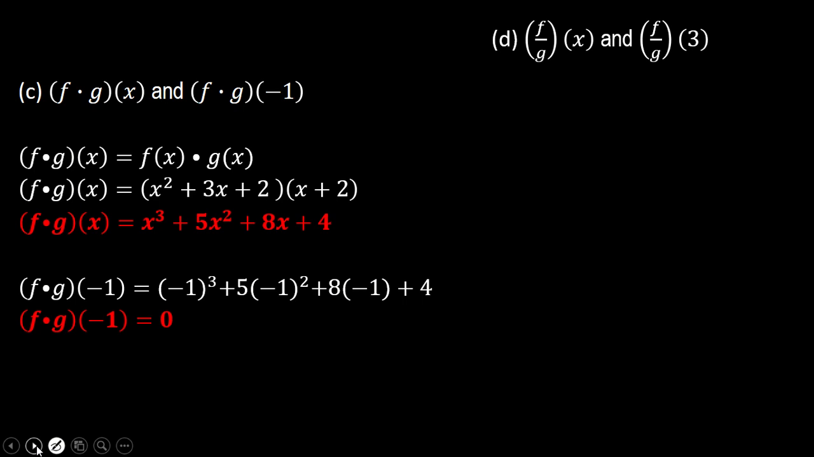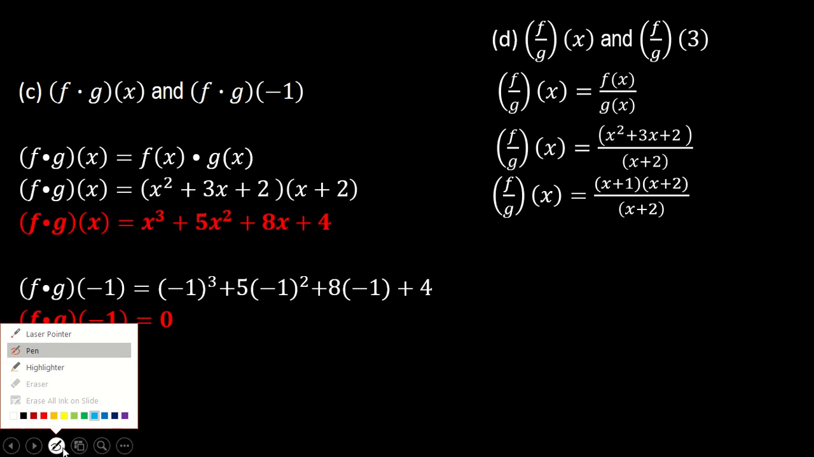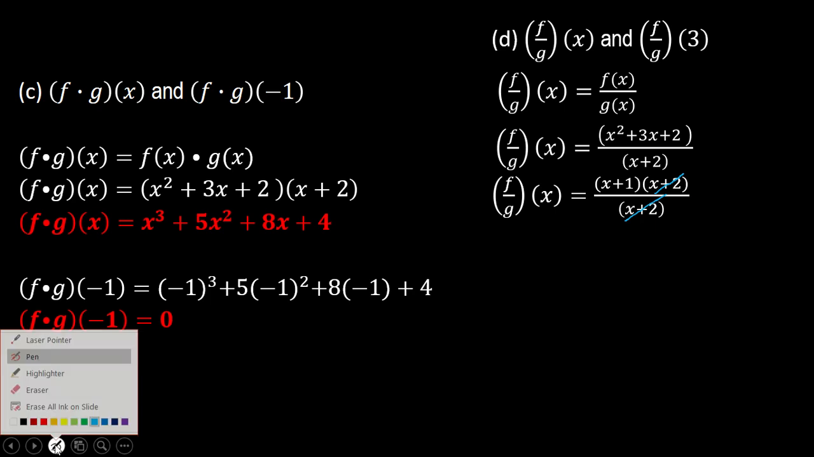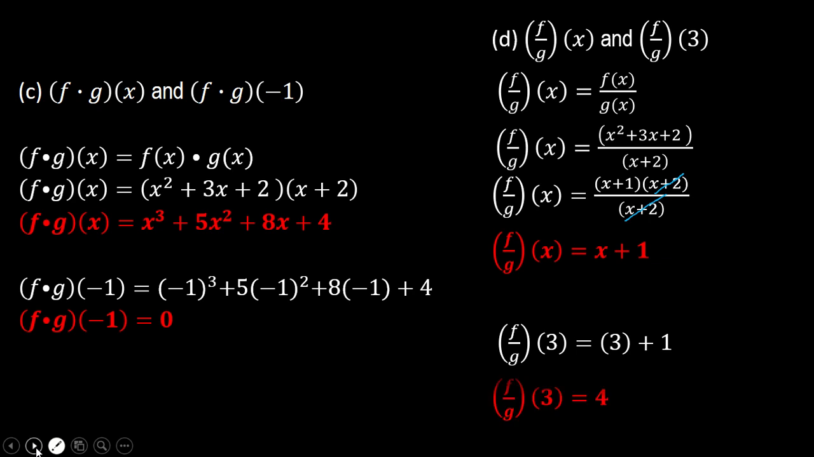Then lastly, identify the quotient f divided by g of x, and then if x is equal to 3. So here again, we're just going to divide this. And as you notice here, in our numerator, x squared plus 3x plus 2 is factorable. We can observe the factors here are x plus 1 and x plus 2. And again, there's a common factor of x plus 2. So since there's a common factor of x plus 2, all you need to do is cancel that. We'll have 1. So the quotient here is x plus 1. Then lastly, if x is equal to 3, so 3 plus 1, the answer here is 4.